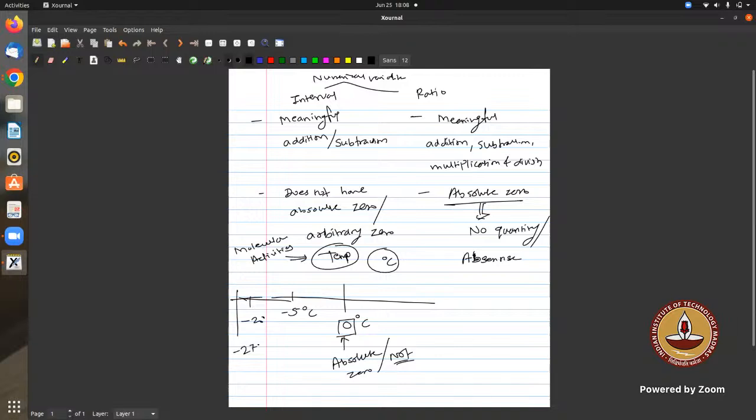It is at -273 degrees Celsius. You know that, right? So up to -273 degrees Celsius, maybe -272, -271, the molecular activities are present, right? So this zero here is not an absolute zero. This is what? An arbitrary zero. It's called arbitrary zero, right?